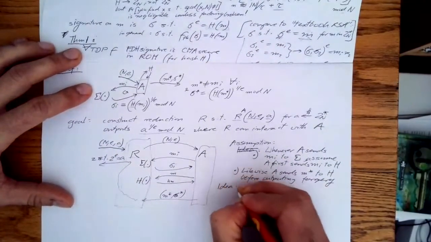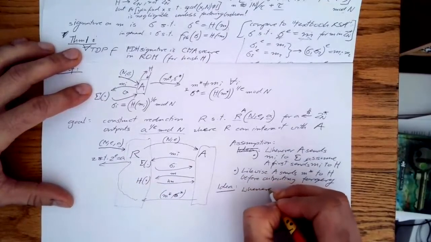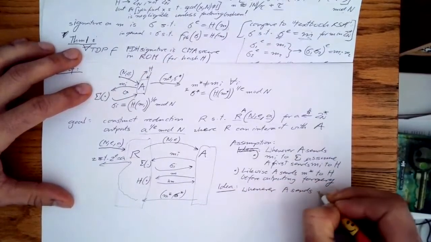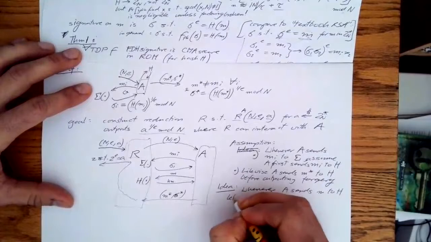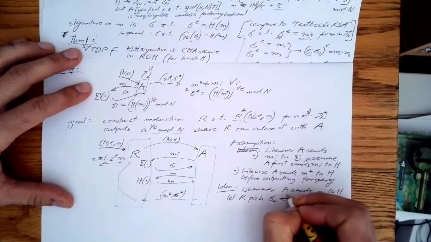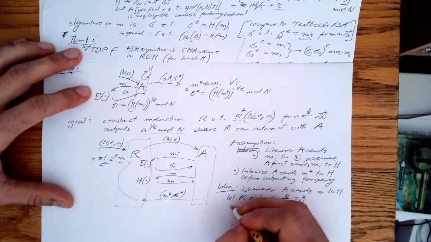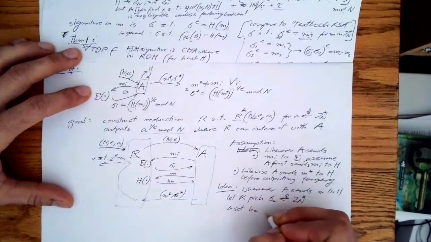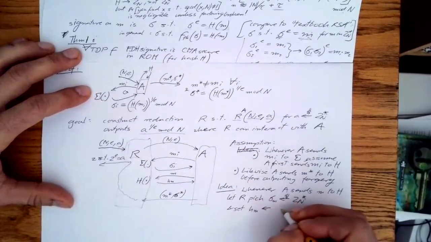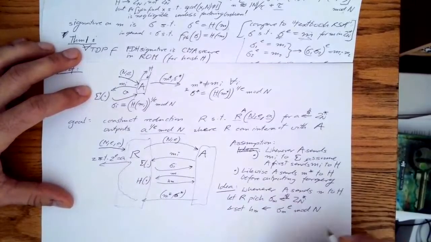Okay, then given this assumption, the idea for the reduction is: whenever A sends M to H, let R first take sigma M as random in Zn star, in the domain of the trapdoor permutation, and set HM to be the computed permutation forward. Okay, so this is the trapdoor permutation on this point.